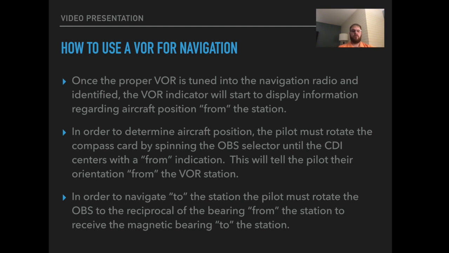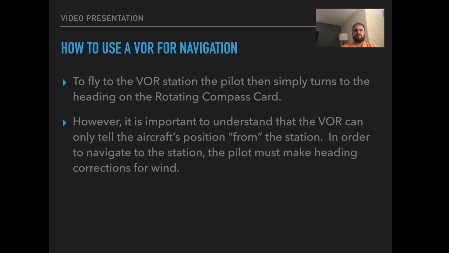In order to navigate to the station from their current position, the pilot must rotate the Omni Bearing Selector to the reciprocal of the bearing from the station to receive a magnetic bearing to the station. And this will be indicated by a "to" on the to from indicator. To fly to the VOR station, the pilot then simply turns to the heading on the rotating compass card. However, it is important to understand that the VOR can only tell the aircraft's position from the station. In order to navigate to the station, the pilot must make heading corrections for wind.